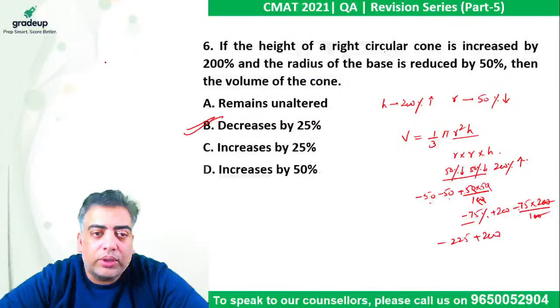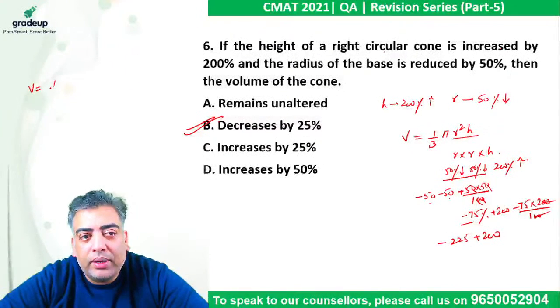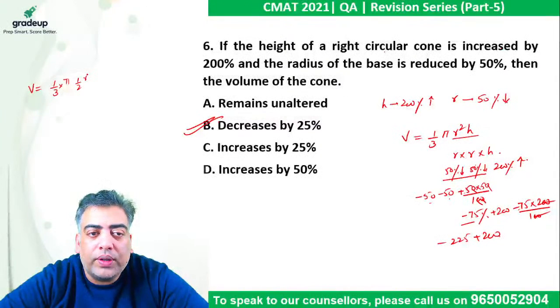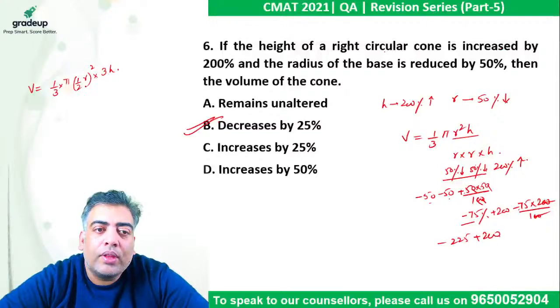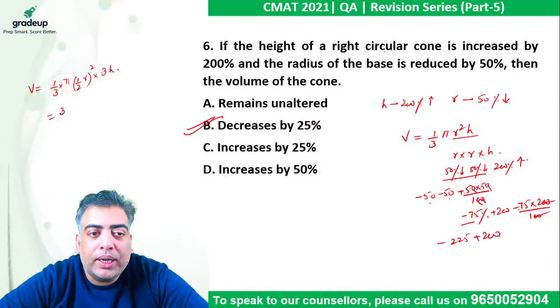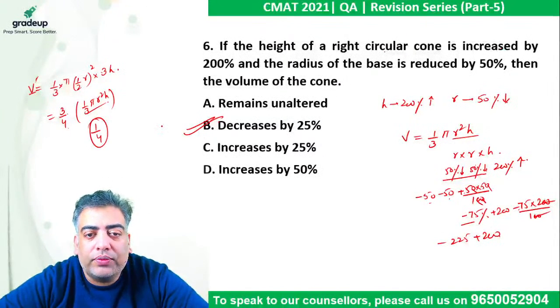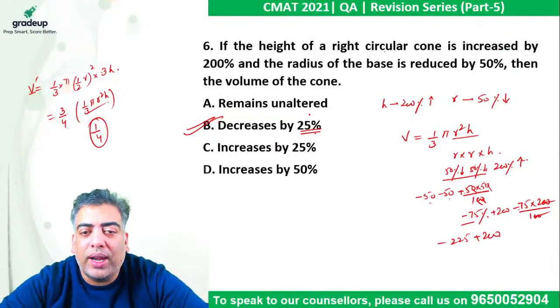So we can also say now the volume will be 1 by 3 into pi into 1 by 2 of r whole square into increase of 200% makes it 3 times h. So this is 1 by 4, which will come outside. So it becomes 3 by 4 of 1 by 3 pi r square h. So the new volume is 3 by 4 times previous volume. So decreases of 1 by 4, which is equivalent to 25%.